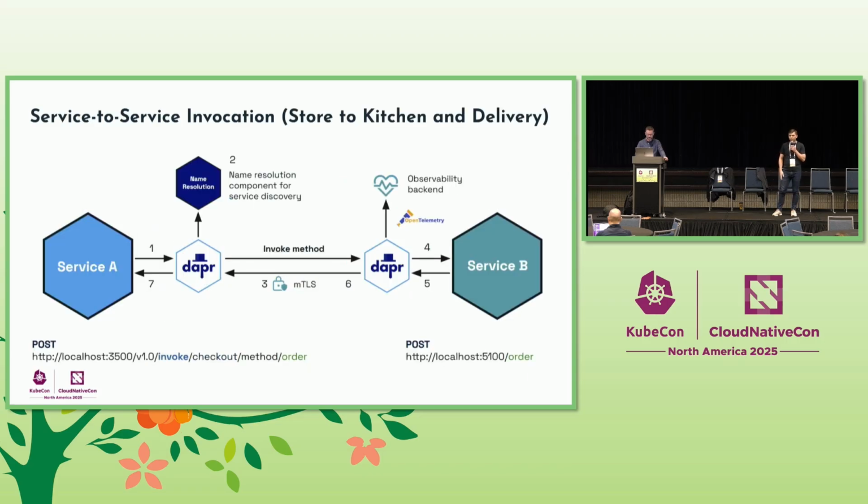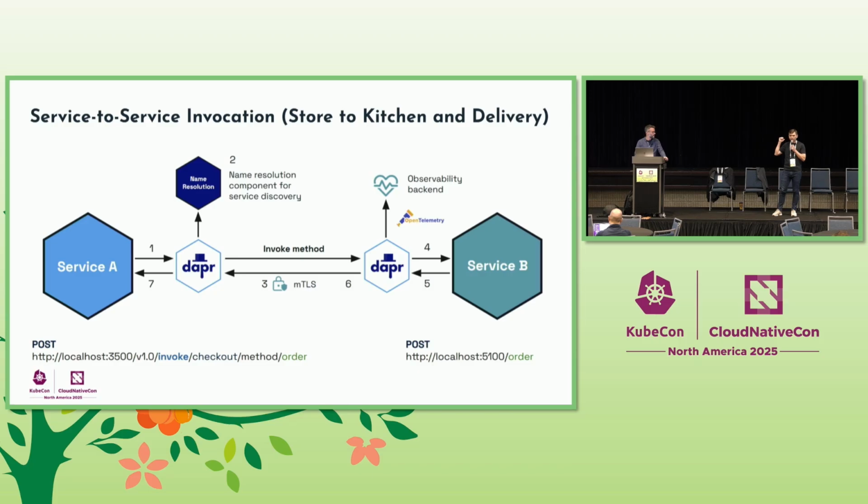In the pizza store example that Laurent showed, we are using one of the building blocks, which is called service-to-service invocation. And the nice thing about this particular building block is that Dapr mediates all the communication between the services. So service A communicates with service B, and they are completely decoupled. The only thing that they have to know about each other is that service A will connect to localhost and Dapr port, and that's it.